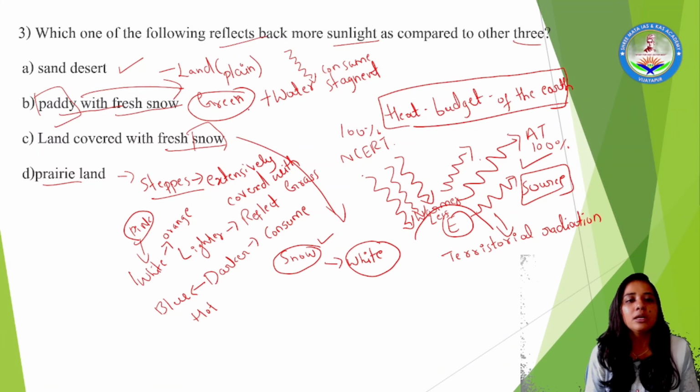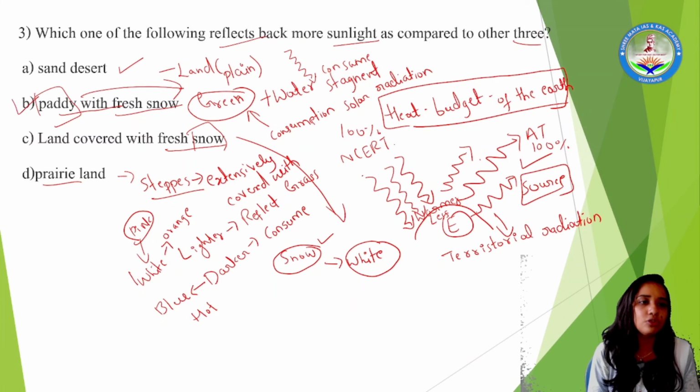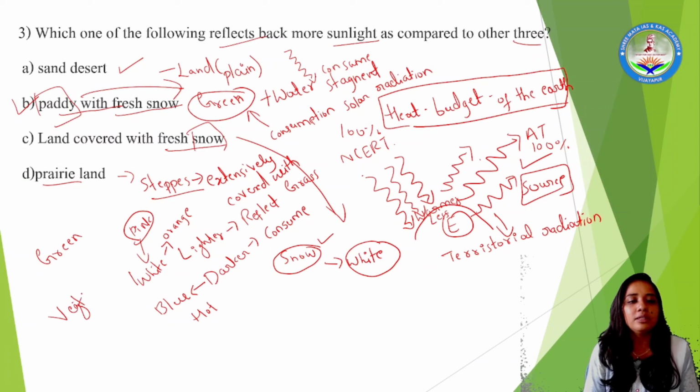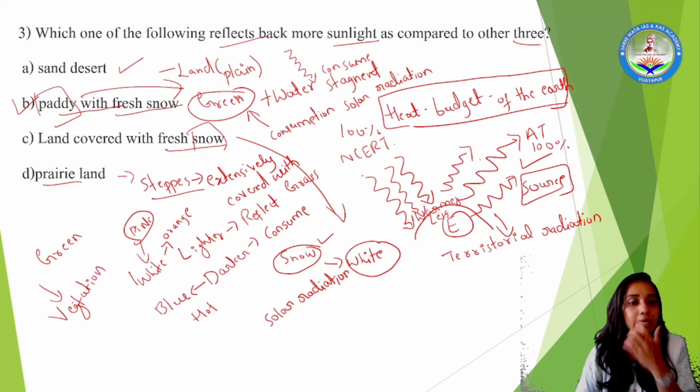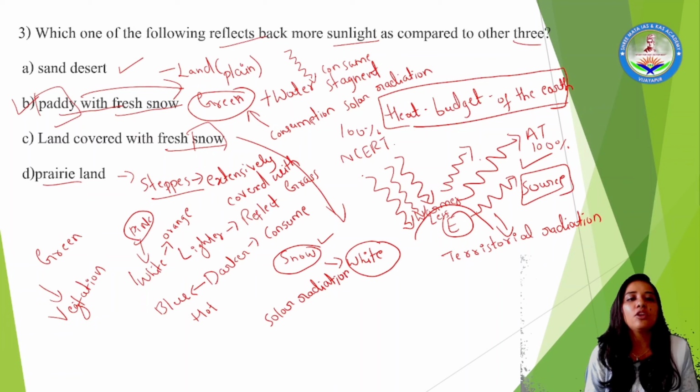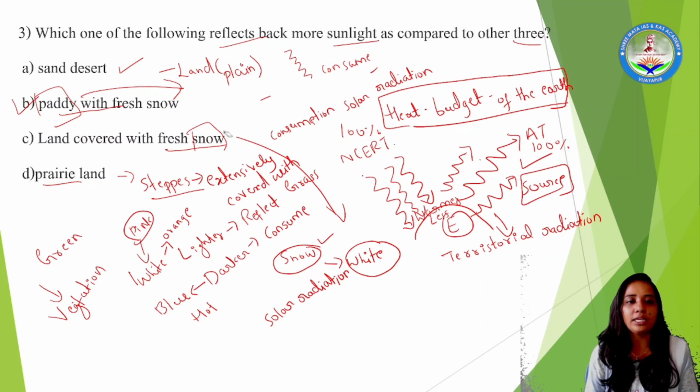Whereas coming to the green color, again the consumption of solar radiations takes place. So it is very easy to eliminate this option also. The reason is not because of the green, but because all of the vegetation which is grown, is grown due to photosynthesis, which is very common. Photosynthesis means they can grow through the food called solar radiations itself, right? So these solar radiations are food for them. That means paddy with a fresh snow cover cannot be the answer easily, as it will consume the solar radiations compared to the land covered with the fresh snow.